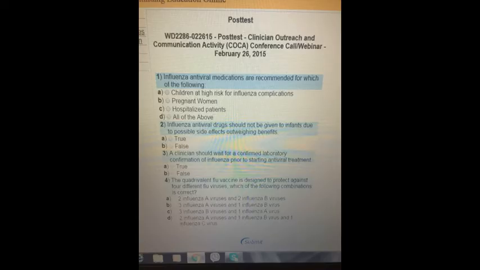Again, this is a post-test for a clinical outreach and communication activity. A lot of times, when you take the course, they give you a post-test. For example, influenza antiviral medication is recommended for which of the following? Influenza antiviral drugs should not be given to infants due to possible side effects outweighing benefit. The clinician should wait for laboratory confirmation of influenza prior to starting antiviral treatment. These are post-tests, and then you'll get the real test.